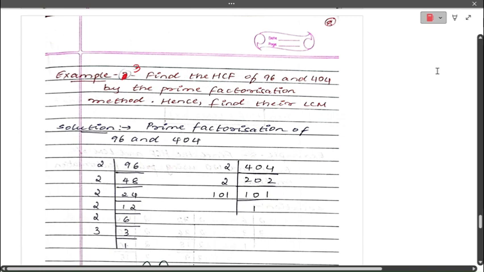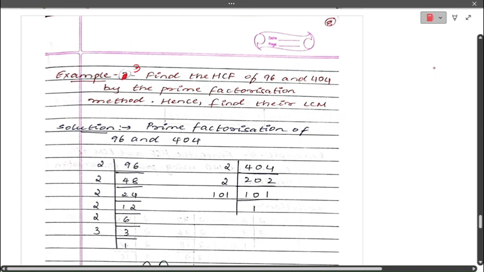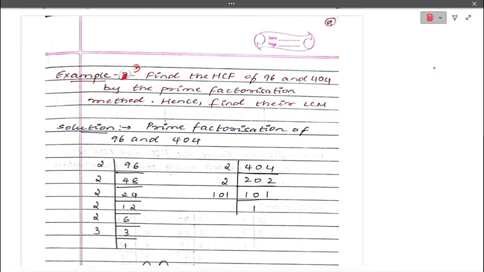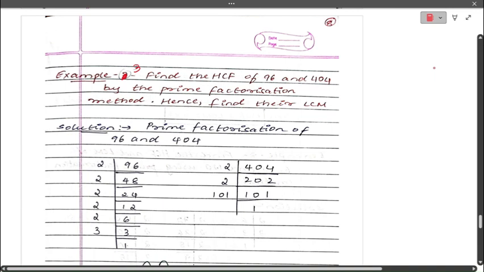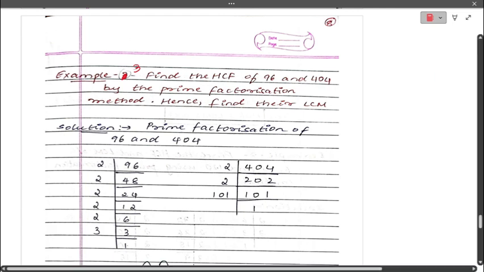Yes, now 96 can be written as 2 into 48, 2 times 48 is 96, 2 times 24 is 48, 2 times 12 is 24, 2 times 6 is 12, 2 times 3 is 6, 3 ones is 3. So 96 can be written as 2 into 2 into 2 into 2 into 2 into 3. Whereas 404 can be written as 2 into 2 into 101. So this is called prime factorization for 96 and 404.